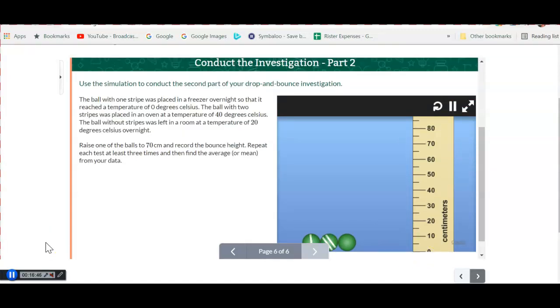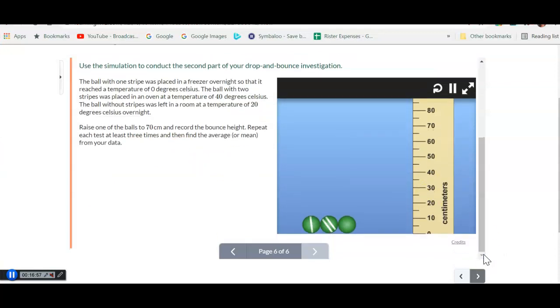So as we look at the next part of the investigation, the ball with one stripe was placed in a freezer overnight so that it reached a temperature of 0 degrees Celsius. So on that data table you're using, the ball with one stripe is 0 degrees Celsius. You'll want to put that temperature down. The ball with 2 stripes was placed in an oven at a temperature of 40 degrees Celsius. And the ball without a stripe was left in a room at a temperature of 20 degrees Celsius overnight. Okay, so you have 0, 40, and 20 degrees.